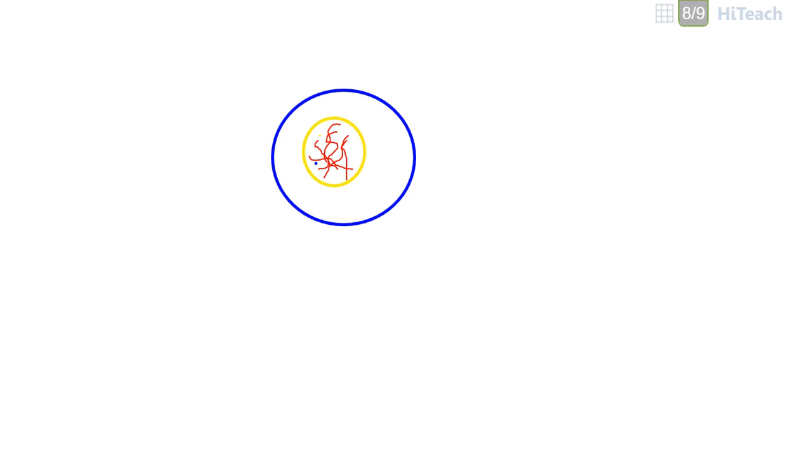This is a strand of DNA, for example. It's around something here. I'll call it protein. This protein is called histone. Actually, this is the combination of DNA with the histone.